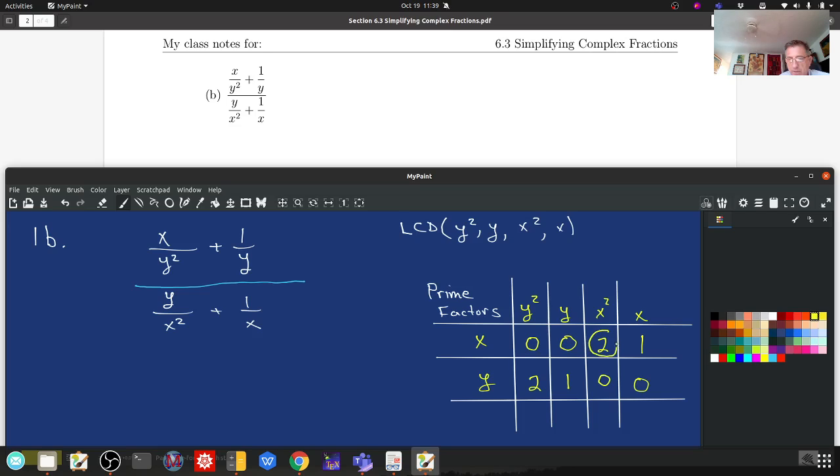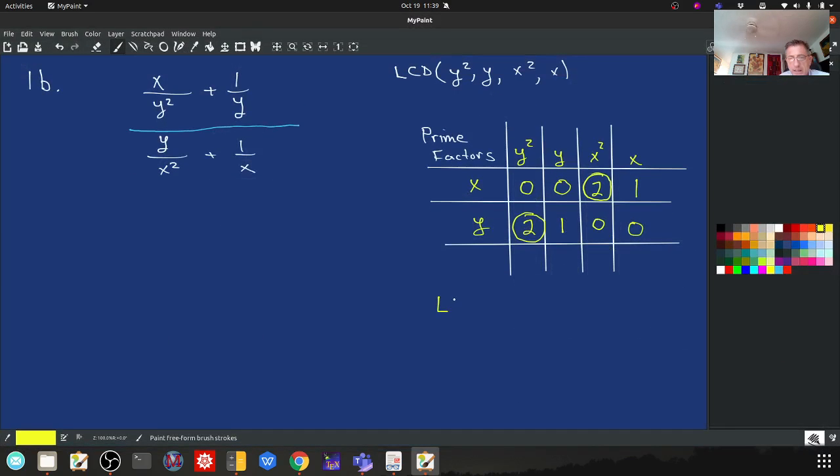And then what do we do? We circle the largest number of each, and the LCD is equal to each of my prime factors raised to the largest number in the accompanying row. So my LCD is x squared times y squared. So again, I've run out of room. So I'm going to come down here and I'm going to go ahead and rewrite this.